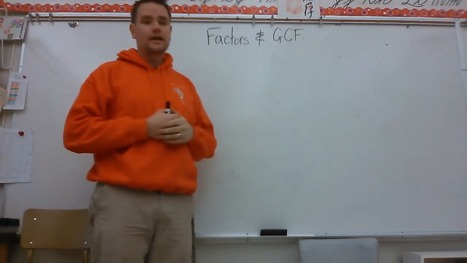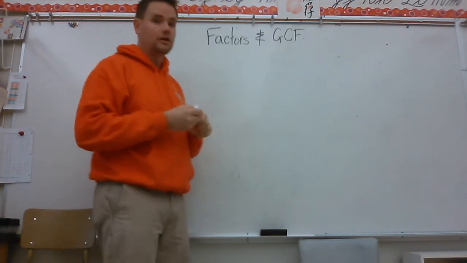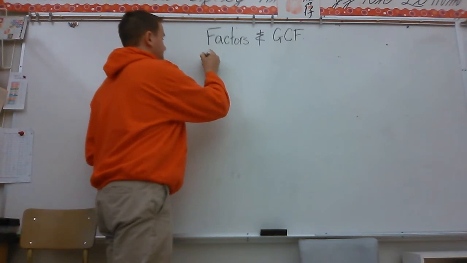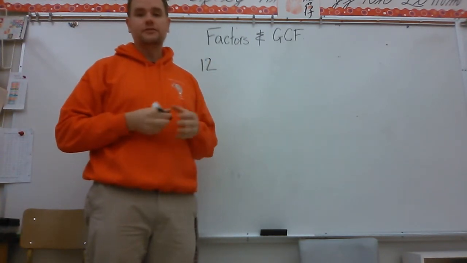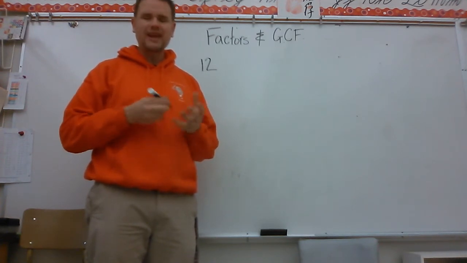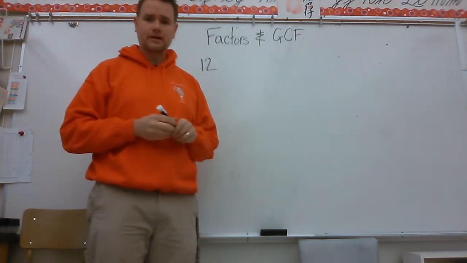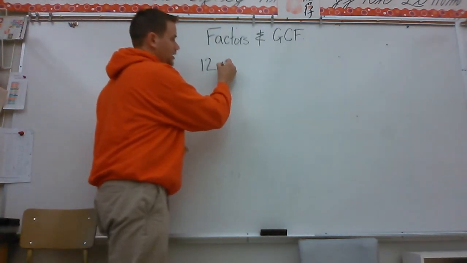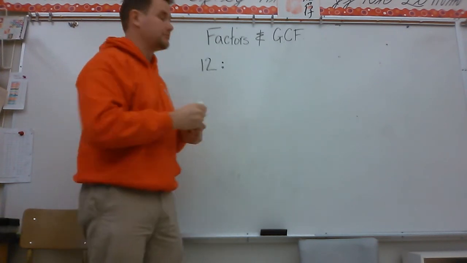Factors are numbers that, when multiplied together, will make the number we're looking for. For example, we want to find the factors of 12. We need to ask ourselves, what numbers multiplied together can make 12? The easiest way I find to get factors is to start with the biggest and the smallest factor. So factors of 12 always start with 1. 1's always a factor of a number.